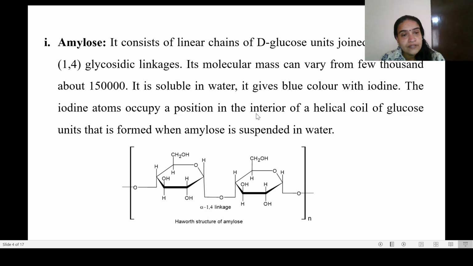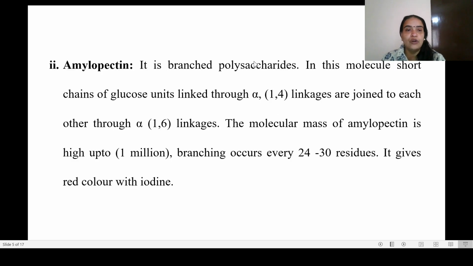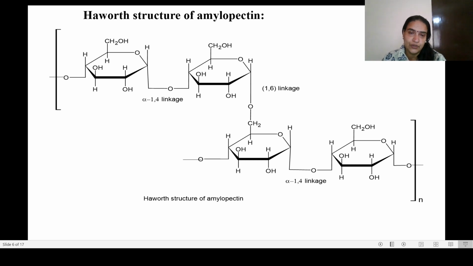Then already we have seen that the partial structure of starch consists of amylose and amylopectin. Amylopectin is a branched polysaccharide. In this molecule, short chains of glucose units are linked together through alpha 1,4 linkage, and after some part there is a branching. Branching occurs through alpha 1,6 glycosidic linkage. So there are two types of glycosidic linkage in the case of amylopectin. You can see in this structure.